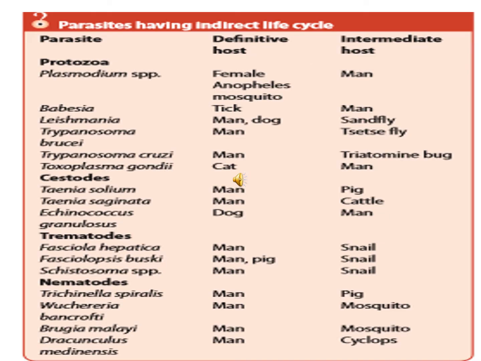So parasites which require two hosts to complete their life cycle. One is the definite host and the other is an intermediate host. So these are the protozoa which require two hosts, followed by the helminths, that is cestodes, trematodes and nematodes. These are the parasites which require two different hosts to complete their life cycle.